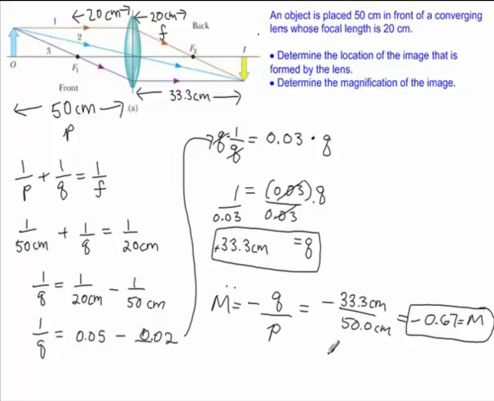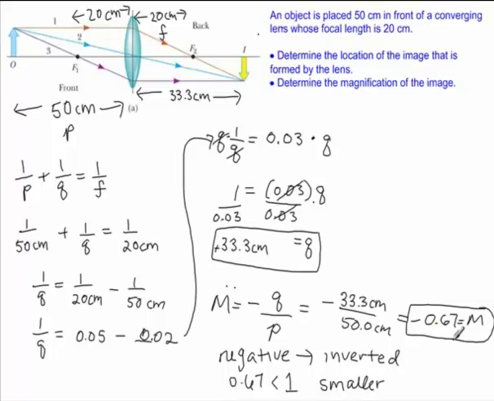So my magnification is negative 0.67. So what does this tell me? The negative tells me that the image is inverted. And the fact that 0.67, the magnitude of the magnification, is less than 1 tells me that it is smaller than the object. So the image is smaller than the object, it's inverted.